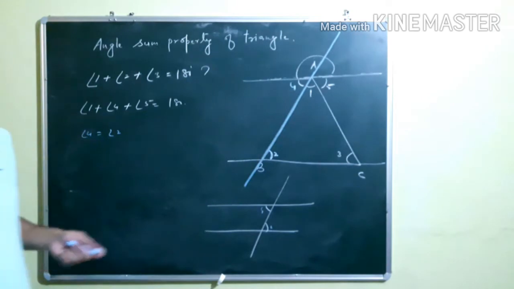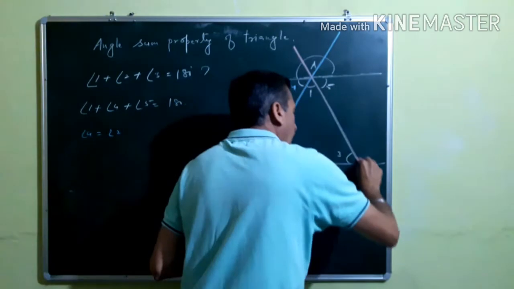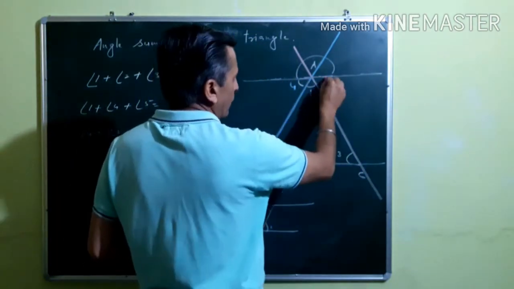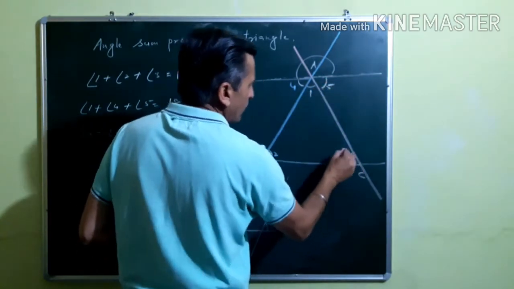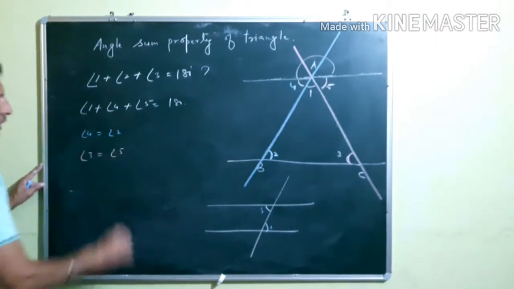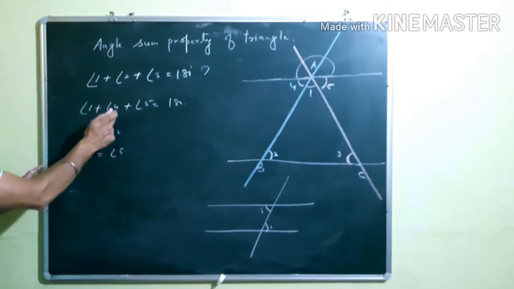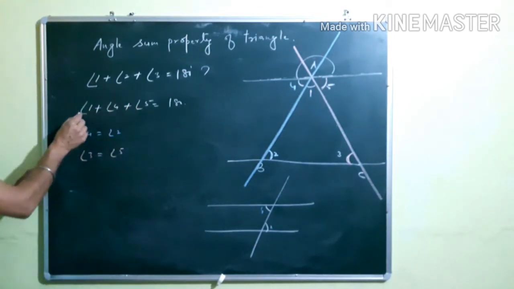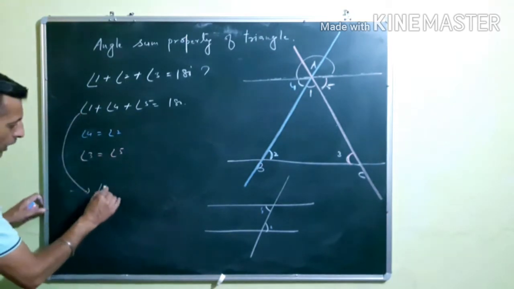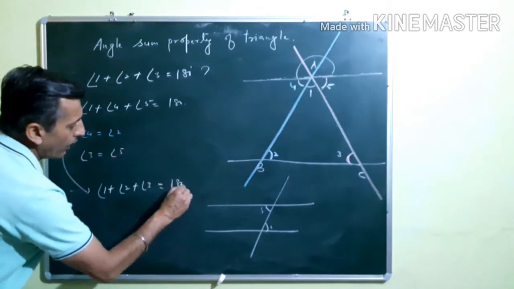And similarly, suppose this is another line that is again a transversal. As you know, this line and this line are parallel. So if this is your transversal, once again alternate interior angles are equal. That means angle 3 and angle 5 are equal. I'm going to use different colors for this one. Now 4 is equal to 2 and 5 is equal to 3. So I want to use these angles here. In that case, it becomes angle 1 plus angle 2 plus angle 3 is equal to 180 degrees.